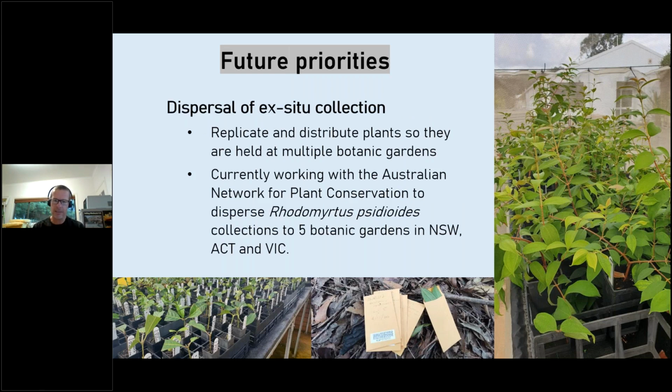Because we have large collections too down at the Mount Annan Botanic Gardens in Sydney, we're also looking at trying to disperse some of those collections. So trying to manage the risk of having the collection at one location, and also trying to manage the time and effort that goes into managing a large collection. So dispersing that out as much as we can. And we've been working with the Australian Network for Plant Conservation over the last 12 months or so on our Rhodomyrtus psidioides project, and those collections have now been dispersed to at least 5 botanic gardens in New South Wales, ACT and Victoria.